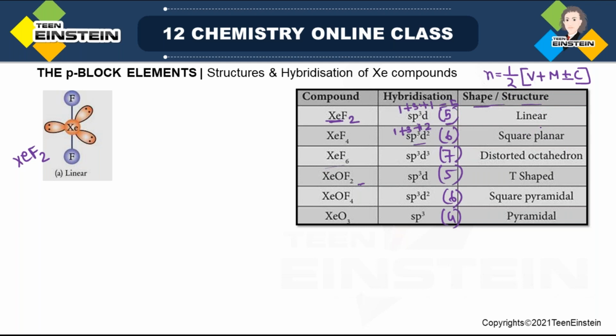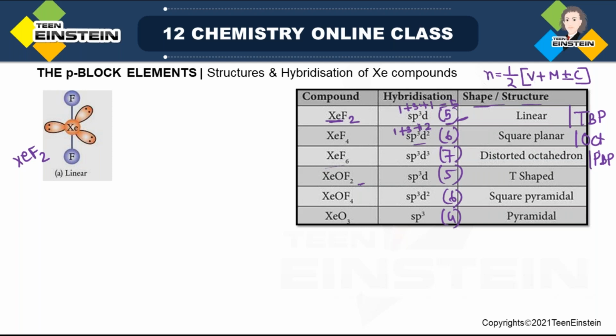But if you consider the lone pair, then whenever it is 5, it will be TBP, trigonal bipyramidal. Whenever it is 6, it is octahedral. When it is 7, it is PBP, pentagonal bipyramidal, just like TBP. TBP is trigonal bipyramidal. That is, you have a triangle, and above the triangle, below the triangle, you have two pyramids. That is why it is trigonal bipyramid.